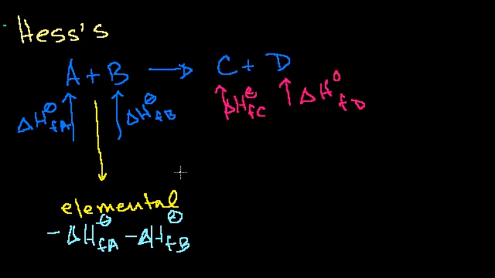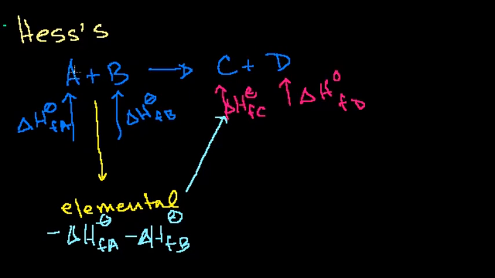And then this is just the elemental form. Now we can go from the elemental form back to the products, because we have the same atoms here. They're just rearranging themselves into two different sets of molecules. So now we can go from the elemental form up here, and we know how much energy it takes to go from the elemental form to C and D. That's their heats of formation.